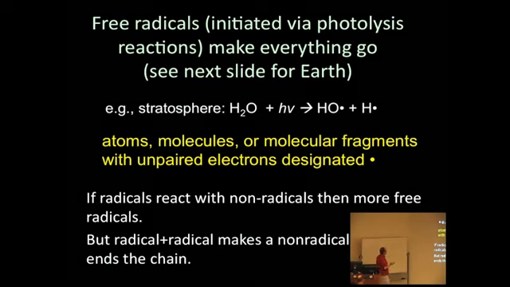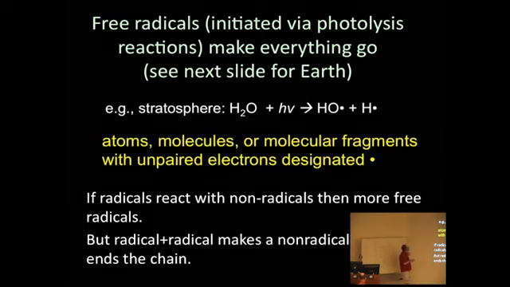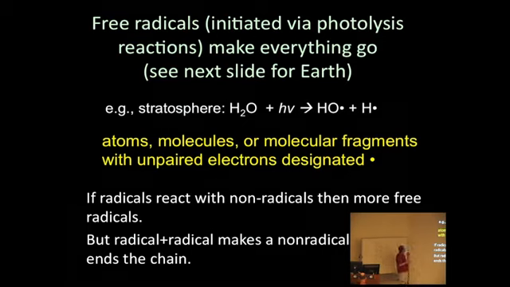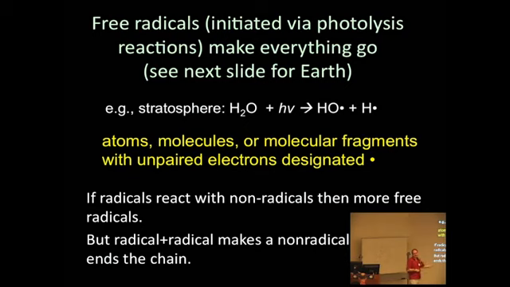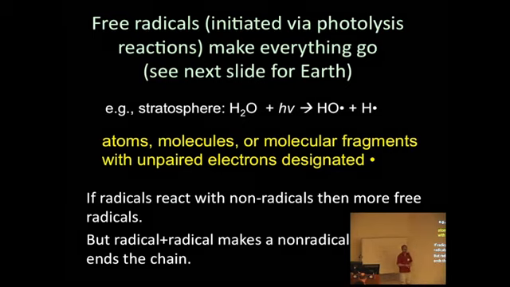So free radicals are these things with unpaired electrons. They also include the oxygen atom, which has lone pairs, sort of called biradicals. Basically, when radicals react with non-radicals, like a molecule of oxygen or a molecule of CO2, they'll always generate more free radicals. And then those free radicals can generate more in a chain reaction. But a radical plus radical reaction makes a non-radical and ends the chain. So this is how photochemistry works.